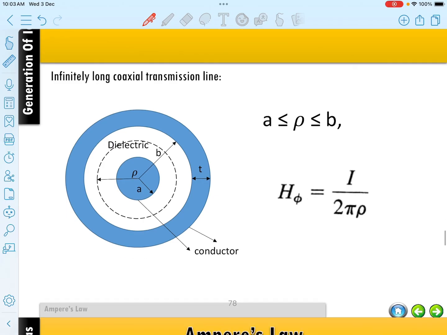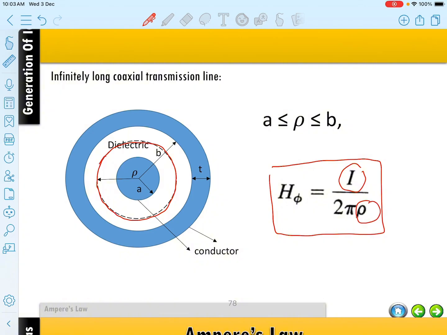When we move on to the region in between a and b, which is this one, this is the Amperian path. Again, we use Ampere's law, so the magnetic field is defined by this formula, where I is the current and rho is the radius at which you want to know the magnetic field.